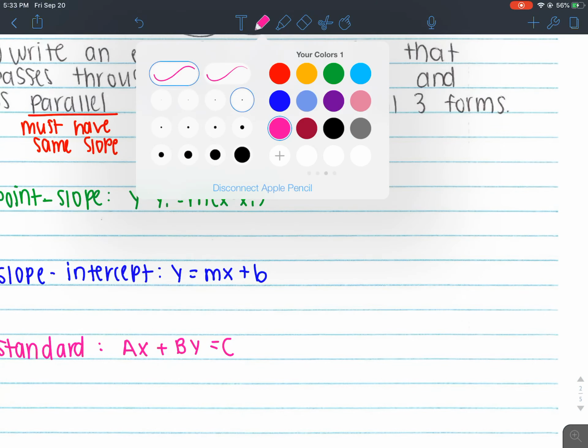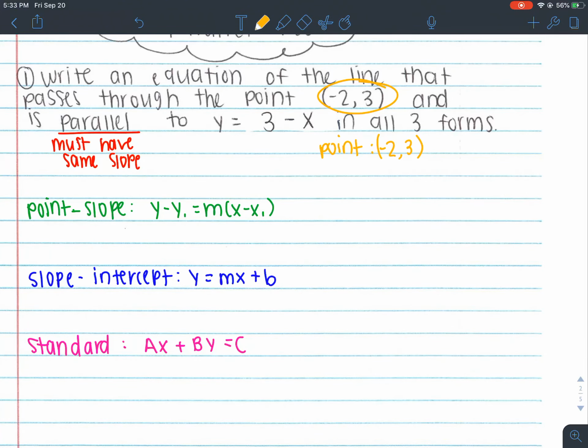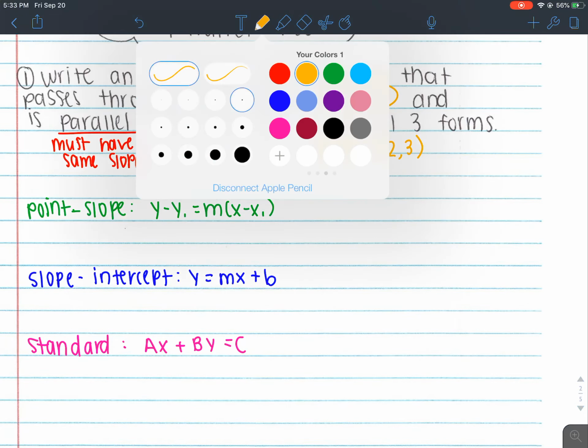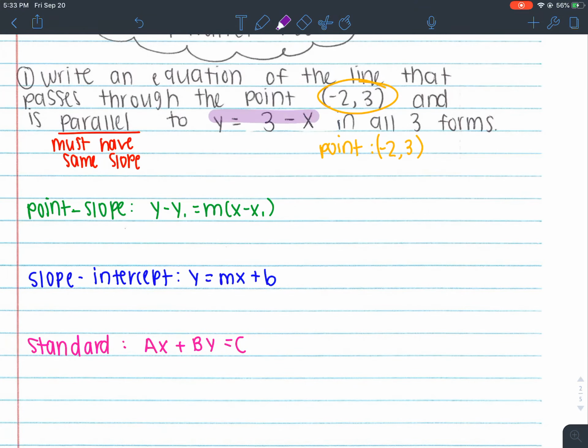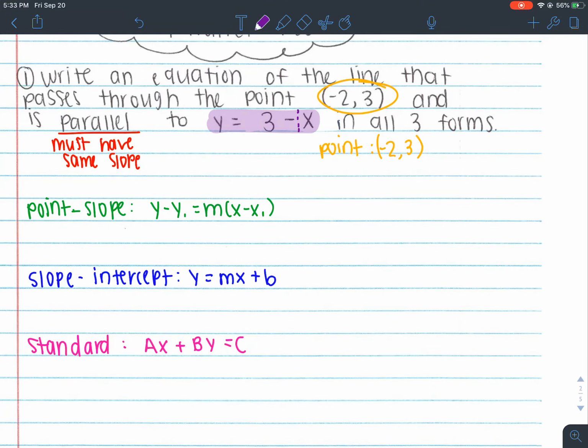So first, we have a point. We're given a point of -2, +3. And then it wants it parallel to the line y equals 3 minus x. Well, we want it parallel to this line. If it's parallel to this line, then it has to have the same slope as this line. Well, what's the slope of this line? Remember, your slope is always attached to your x value. So the slope here is -1. So I need that slope, and I also have to have it go through that point, -2, 3.